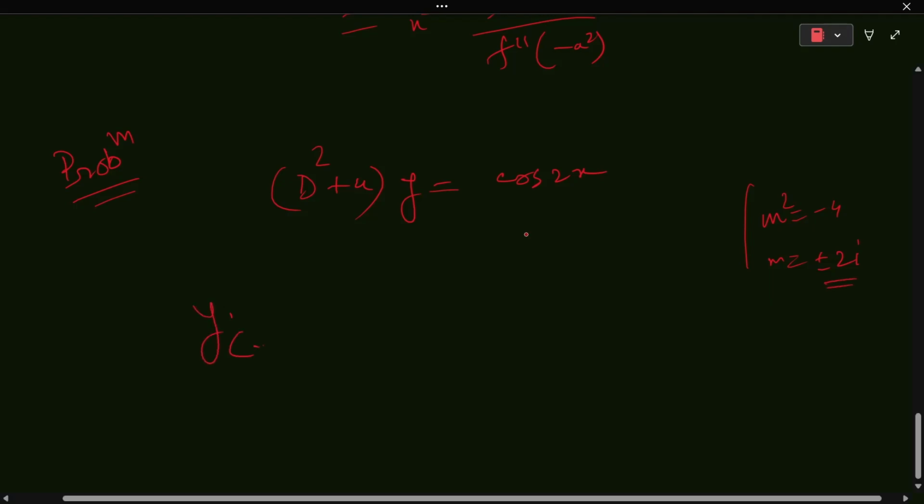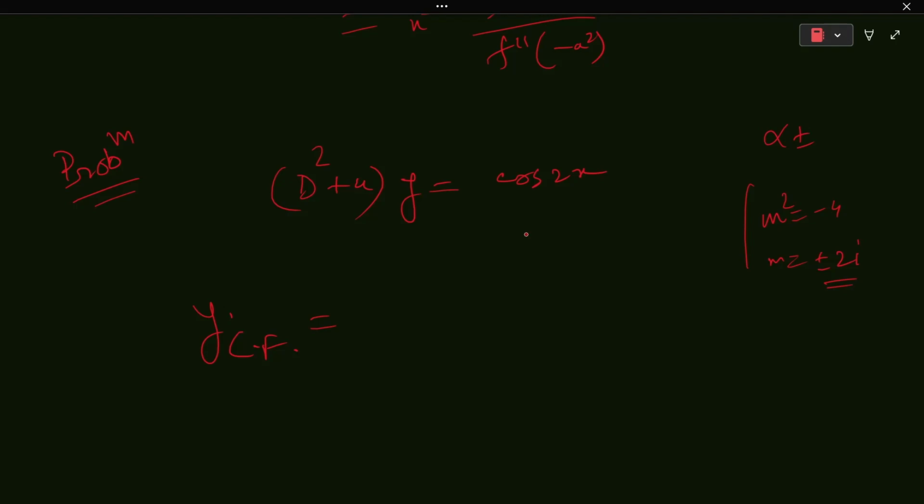So what will be the complementary function part? So y_c is nothing but e to the power alpha x into A cos beta x plus B sin beta x, for roots of the form alpha plus minus i beta. Here alpha equals 0, so the first term will not be there. So we have simply A cos 2x plus B sin 2x.